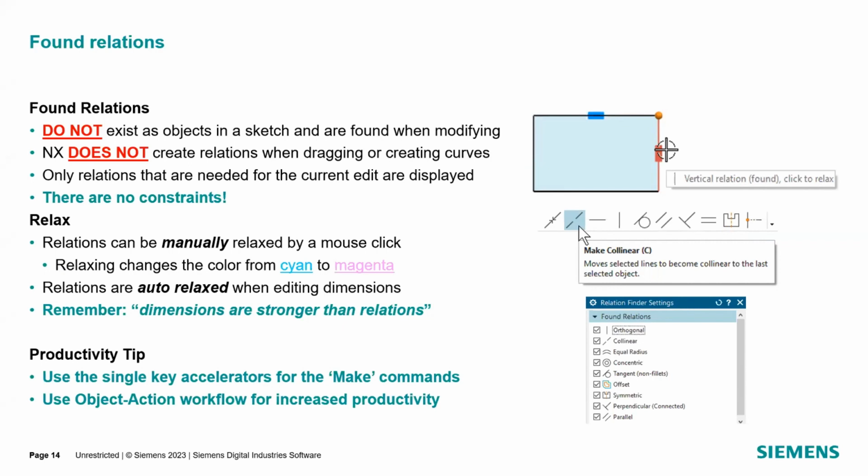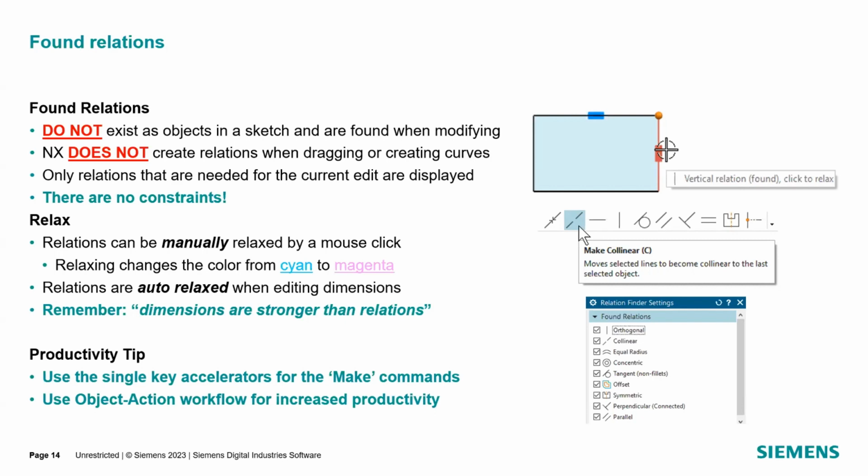Also then, these found relations, right? So I don't have to go in and apply horizontal, vertical, all that to everything. It's going to go and look at the curves that I've created. And when I go to make a change to a curve or to a dimension, it's going to bring up those little blue icons. And the cyan color, those are active. So if I try to move something, it's going to keep things from moving. So in that case, the horizontal will stay fixed.